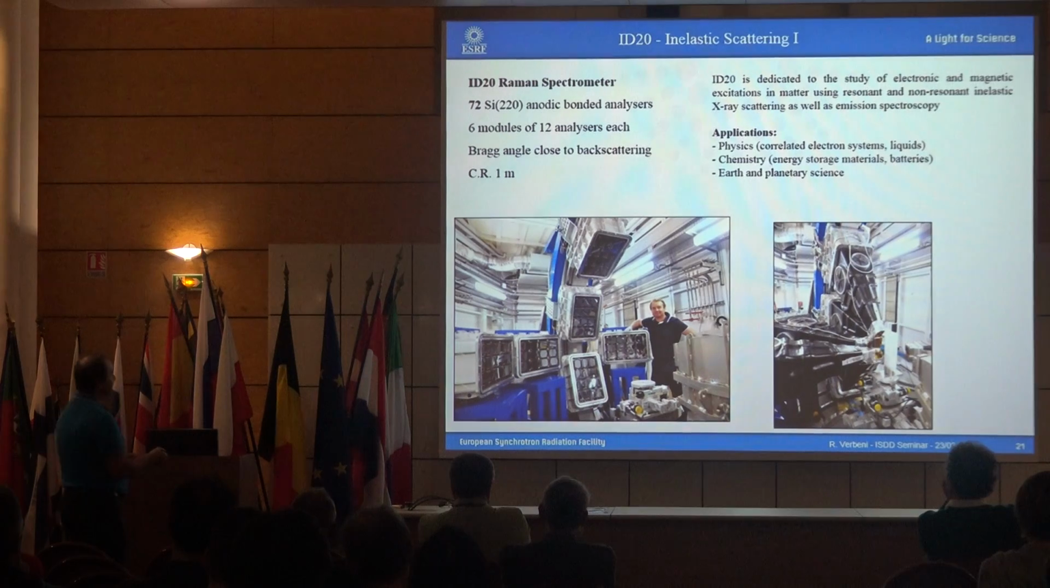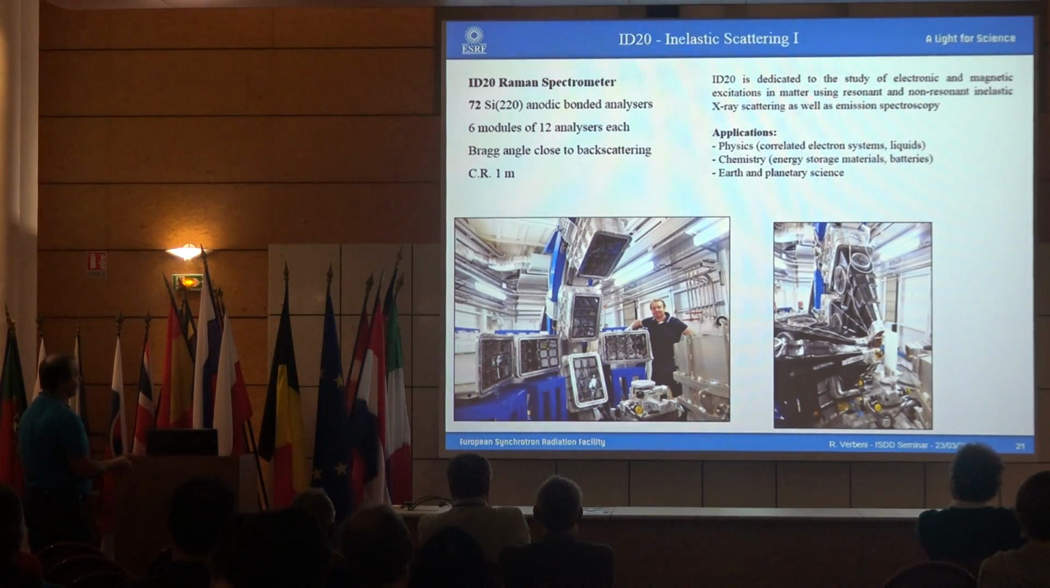Then we have ID20. ID20 is dedicated to the study of electronic and magnetic excitation in matter using resonant and non-resonant inelastic X-ray scattering and also emission spectroscopy. In this beamline, they have the biggest spectrometer, called Raman. On the Raman, you have 72 silicon 220 anodic bonding analyzers, as shown here. We have 6 modules of 12 analyzers each. These 3 modules can move on the vertical plane and these on the horizontal plane.